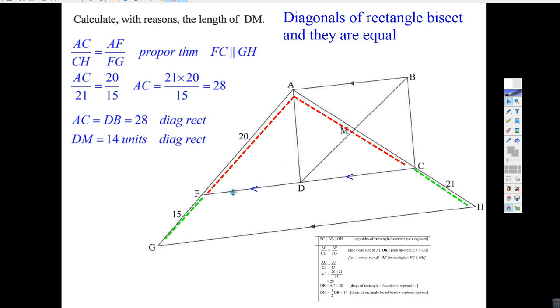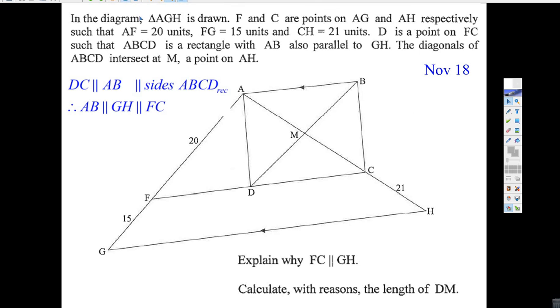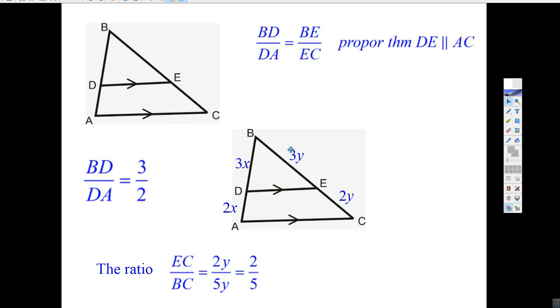So that's proportionality. And if you see a parallel line going across the bottom, start playing with those fractions, and especially use that 3x over 2x, 3y over 2y. You can get started. You can get marks. You don't have to just leave it blank. Okay.